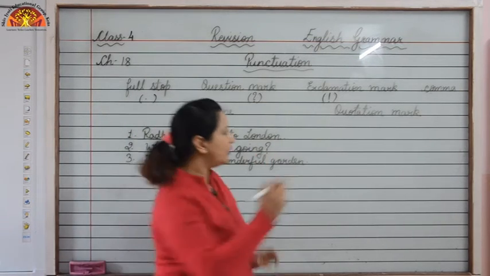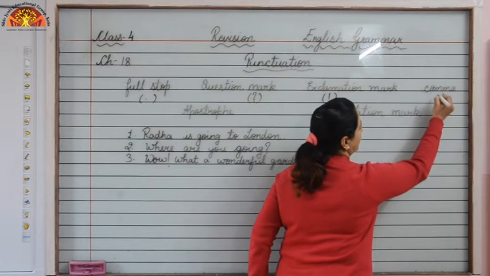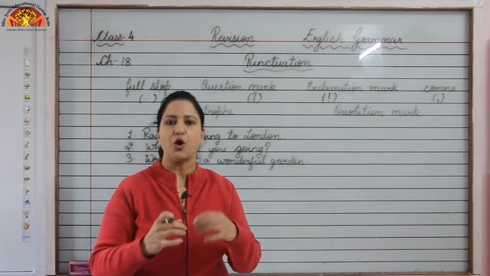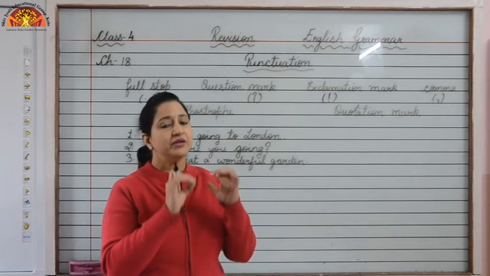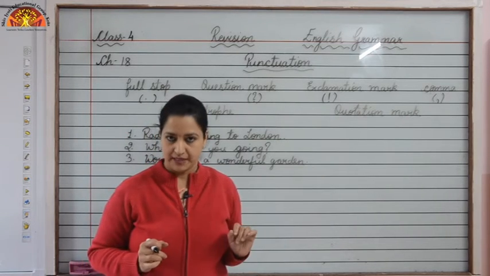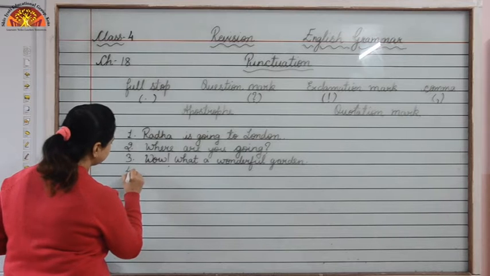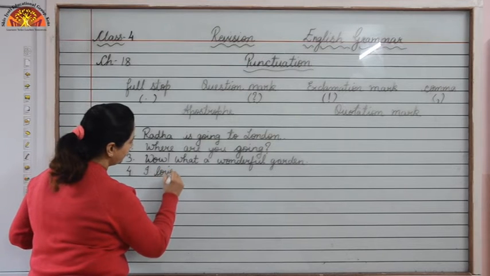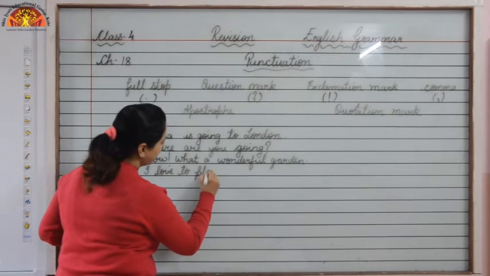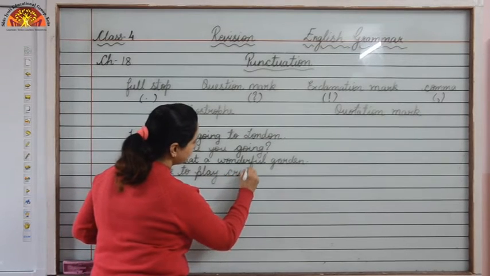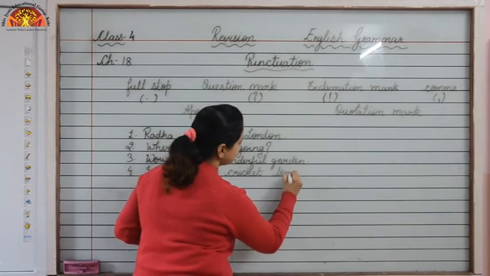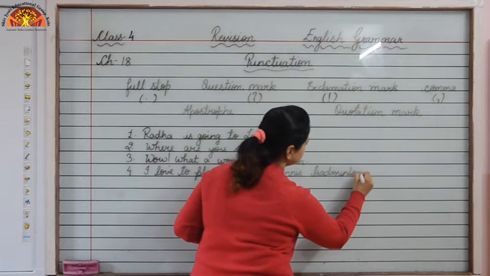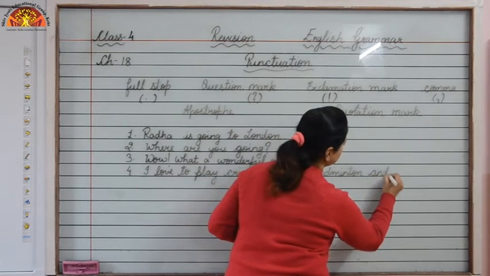Now moving to comma. So this is the symbol of comma. Now where to use comma? When there are so many nouns in a list or in a sentence all together, there to separate all those nouns we use comma. For example, I love to play cricket, tennis, badminton and chess.